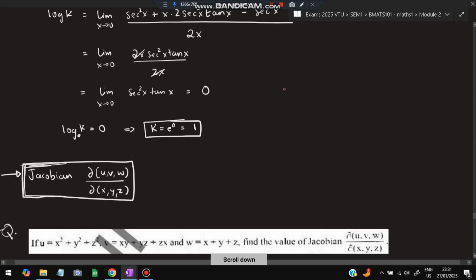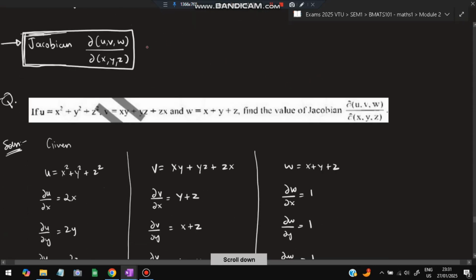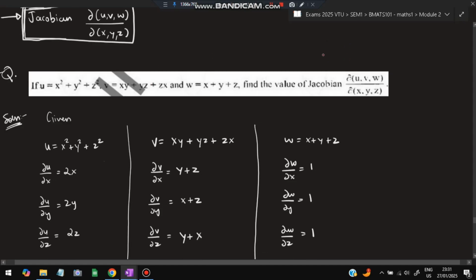Okay, moving on to the last super important topic of module 2, which is the Jacobian question. This usually comes in the last part, either in 4c or 3c. Mostly it has come in 4c, the second part or last question.